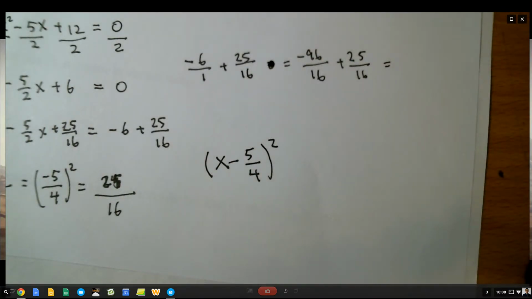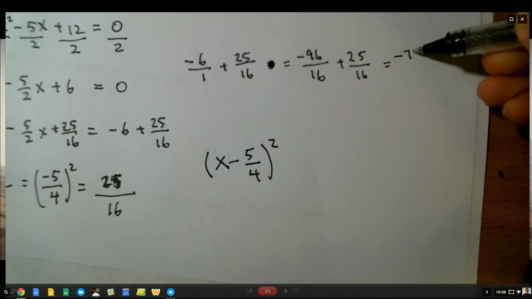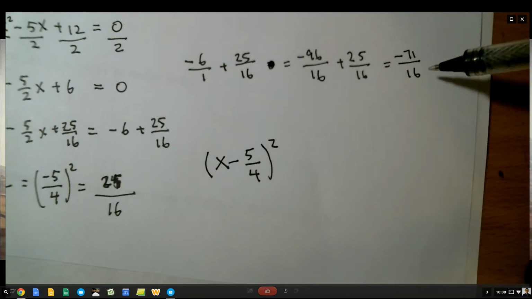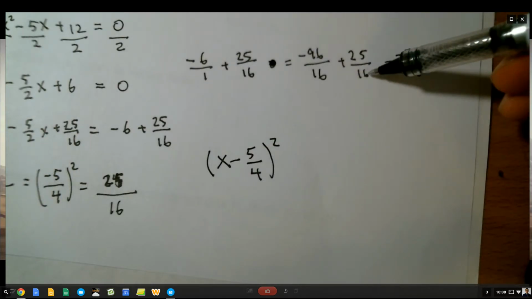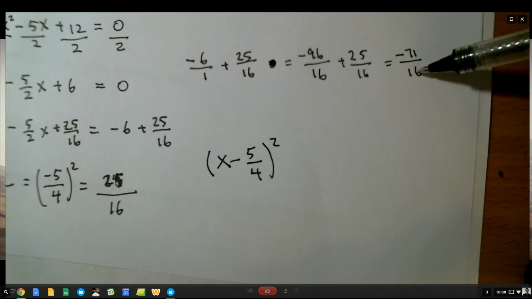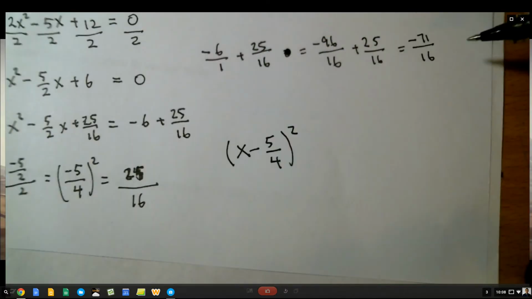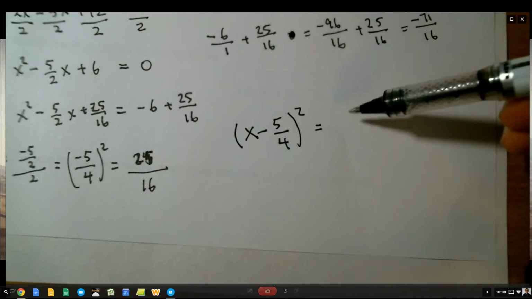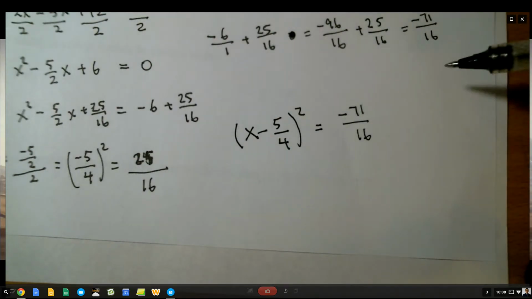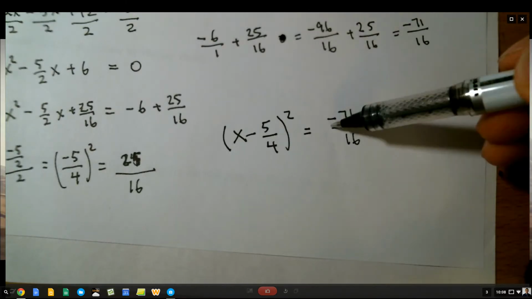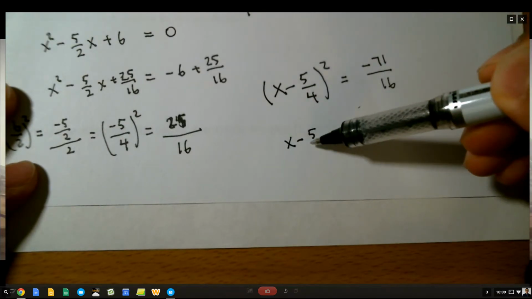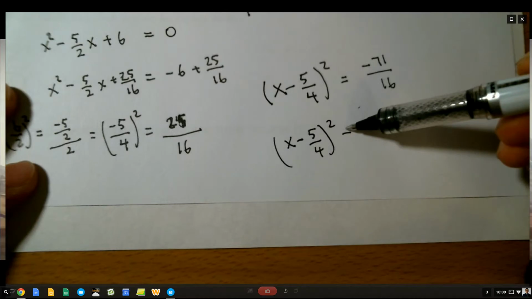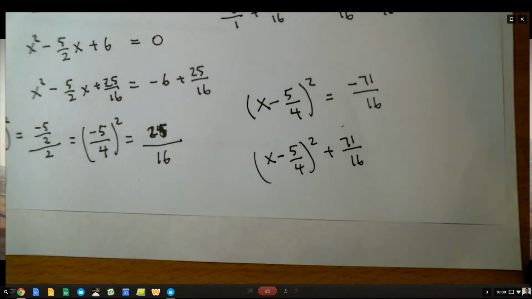And what is negative 96 plus 25? We have negative 71 over 16. Okay, so negative 96 over 16 plus 25 over 16 is negative 71 over 16. So this part becomes negative 71 over 16 equals negative 71 over 16. Now we bring this back. So this will become x minus 5 over 4 squared plus 71 over 16.